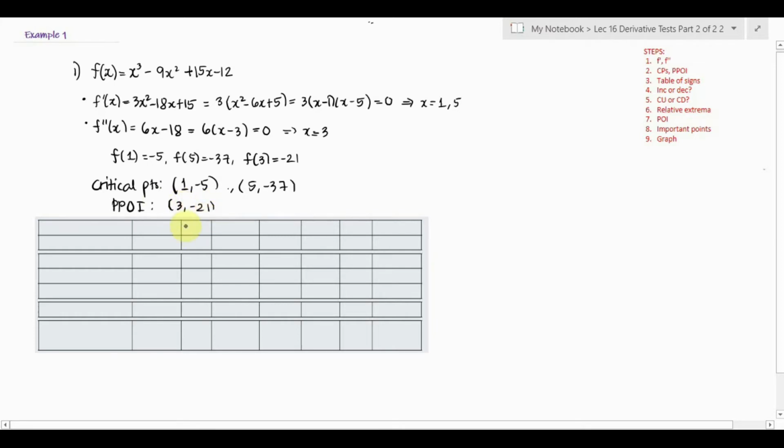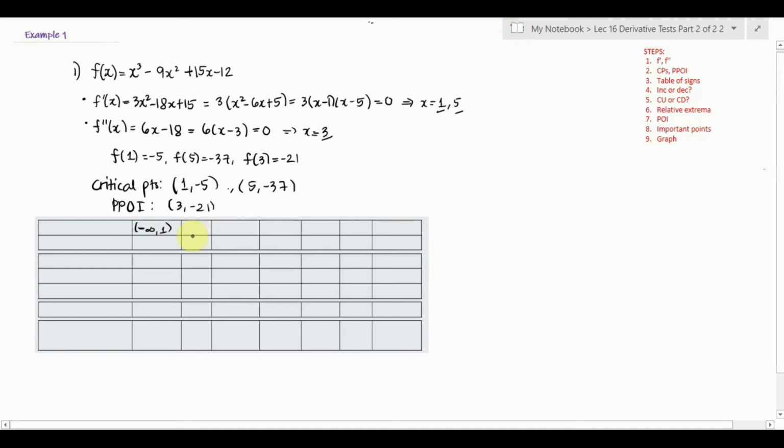Okay? For number 3, we will make the table of signs. So, again, magkasama na dito ang f prime at f double prime. And hahatiin natin ang intervals natin based doon sa magkasamang zeros ng f prime at f double prime. So, that will be at 1, 5, and 3. Okay? So, dito natin sila hatiin. We start with the lowest x coordinate here, that's 1. So, the first interval is at negative infinity to 1.